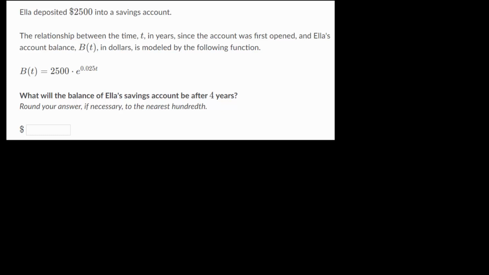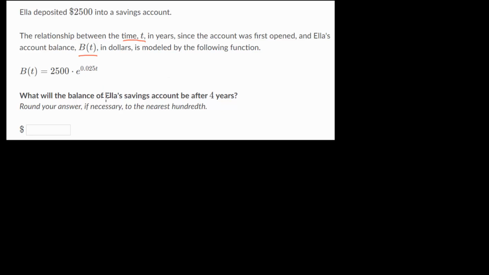So let's take another look at an exponential model word problem. In this one, Ella deposited $2,500 into a savings account. The relationship between the time t in years since the account was first opened and Ella's account balance, b of t, in dollars is modeled by the following equation. We have b of t is 2,500 multiplied by e to the 0.025 times t.